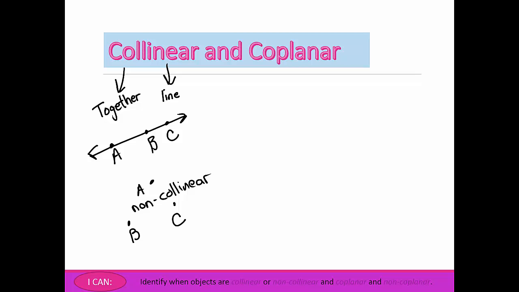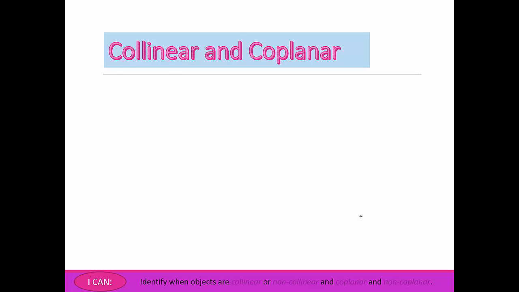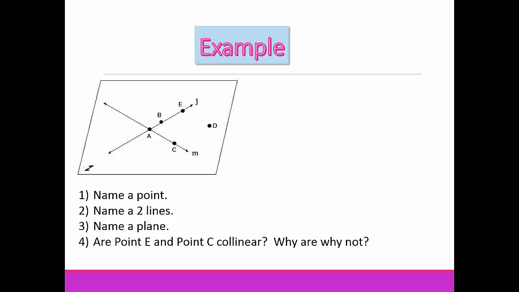Okay? Same with coplanar and a plane together. So if I had a plane and I had A, B, and C, now points A, B, and C are coplanar. And we'll talk about non-coplanar a little bit later.